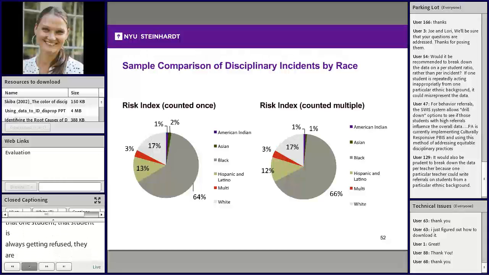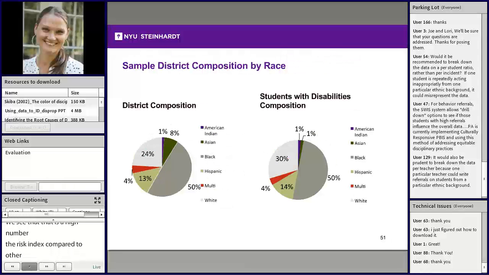So when we count them just once and we count them for all those infractions that have occurred in the school, the percentage difference is not that different. We see 64% versus 66%. And this is common in almost all the data that I've worked with school districts, that you will not see a big percentage difference between students counted once and multiple times. Now, we see that that's a high number, the risk index, compared to other groups, and it's important then to think about what does that mean with our composition.